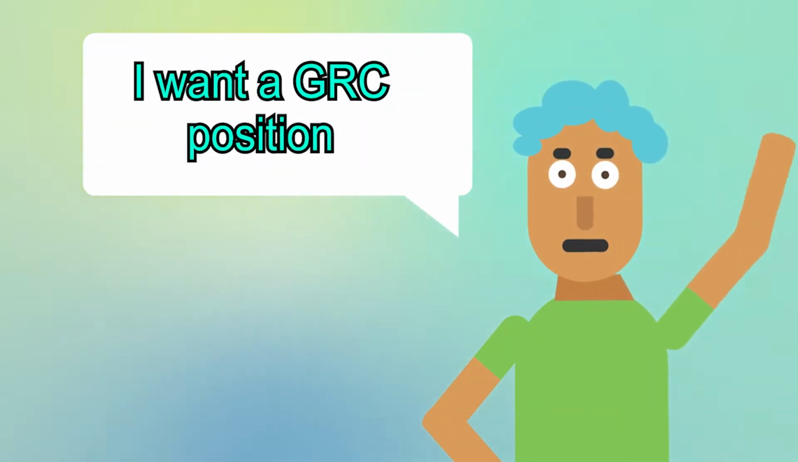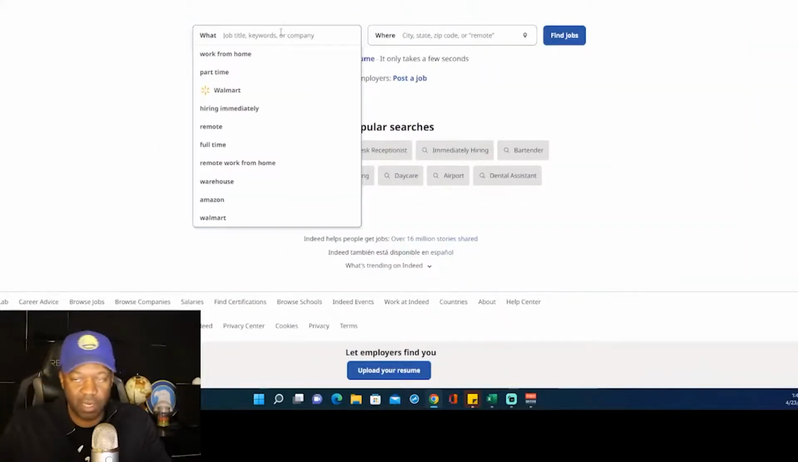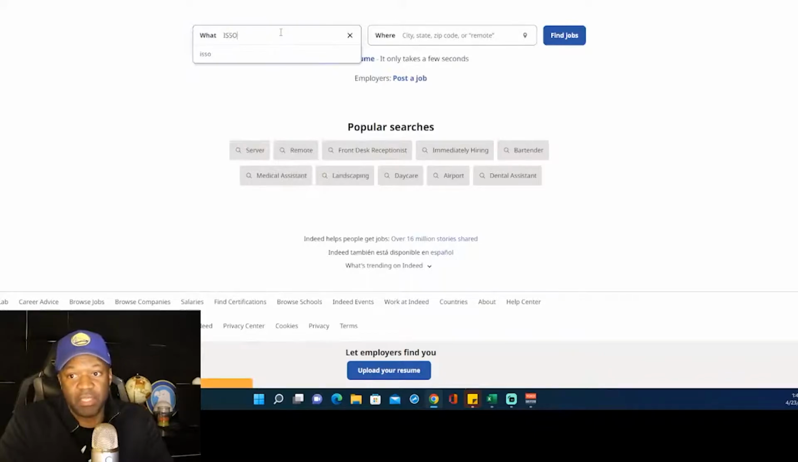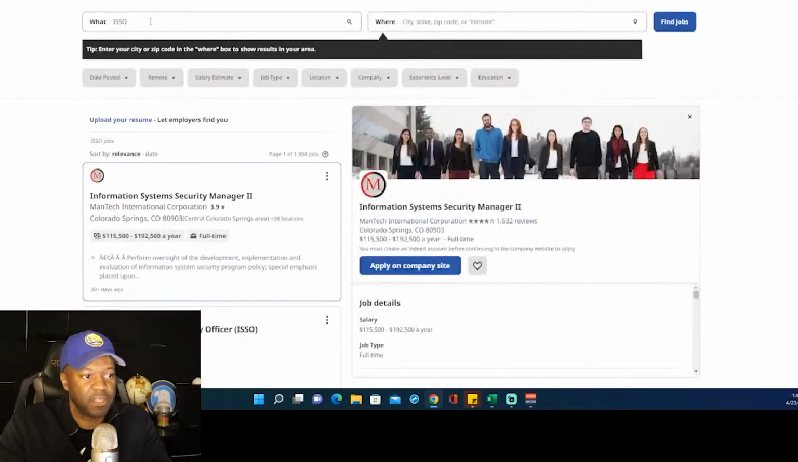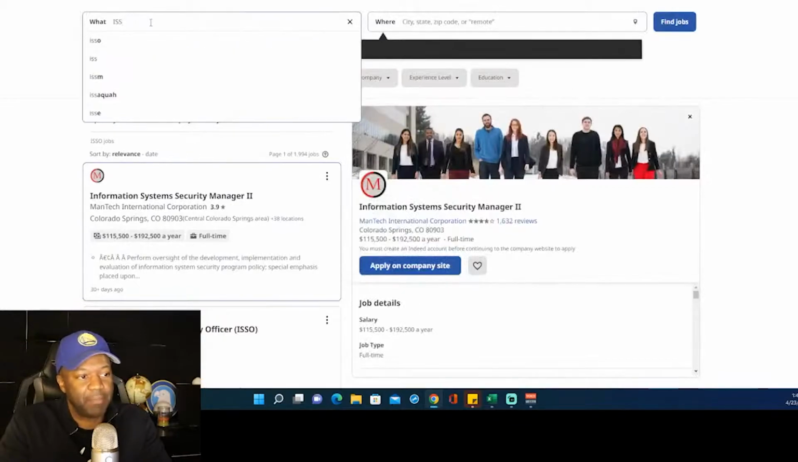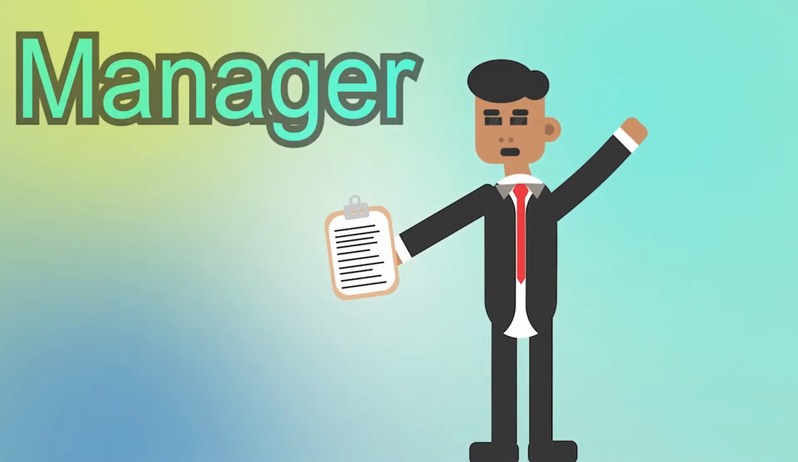Now, as I discussed, GRC is a very broad term. It covers auditing, information management, information system control management, ISOs. So let's start off with an ISO. An ISO is within the GRC role. So this is one thing you could type in for optimal results. Another thing you could type in, if you happen to be a manager type person, ISSM. These are managers of ISSOs.